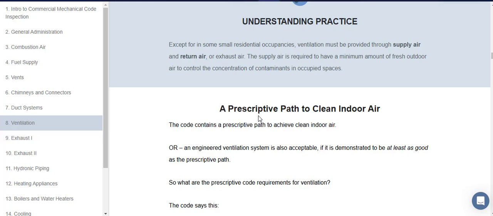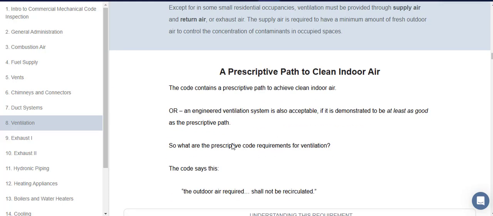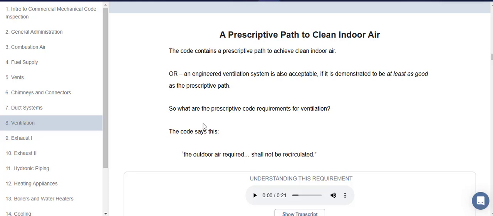A prescriptive path to clean indoor air. The code contains a prescriptive path to achieve clean indoor air, or an engineered ventilation system is also acceptable if it is demonstrated to be at least as good as the prescriptive path. So what are the prescriptive code requirements for ventilation?